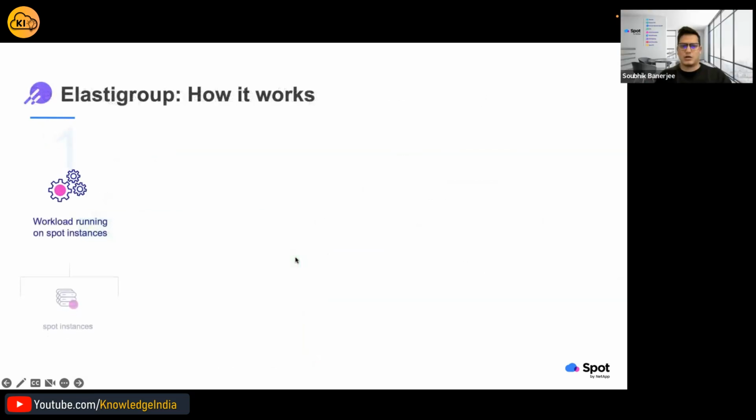Okay, so let's just take a look at how Elastigroup works. So first of all, your workloads, once you launch something on Elastigroup. When I say you launch something, you can either create an Elastigroup from scratch where you can run your application, or you can directly import something, for example if you are running an auto-scaling group on AWS, you can import it directly to Elastigroup, right? It's a seamless migration that happens.